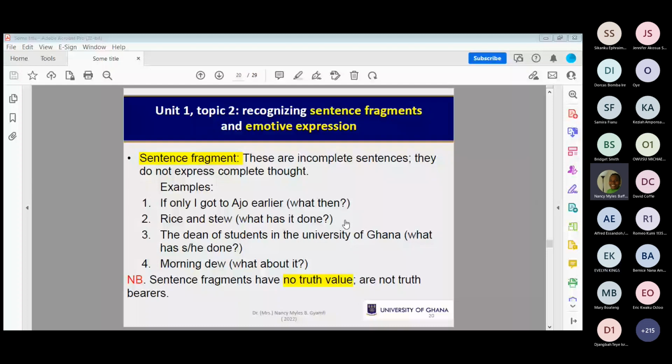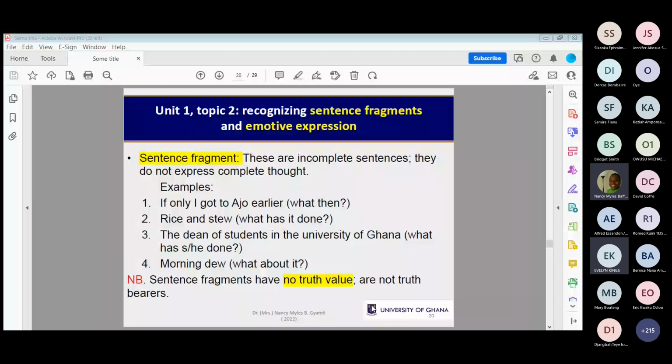If I say rice and stew, those of us who may not have looked at the slides, we don't know where to place it because rice and stew, what has it done? It's not complete. If you said, where is the rice and stew, then I'll put it under interrogative. If you said, give me rice and stew, then I'll put it under imperative. If you said the rice and stew is delicious, I can put it under declarative. But if you just say rice and stew, then we don't know where to place it. Why? Because it's incomplete. That is what the critical thinker or the logician calls what?